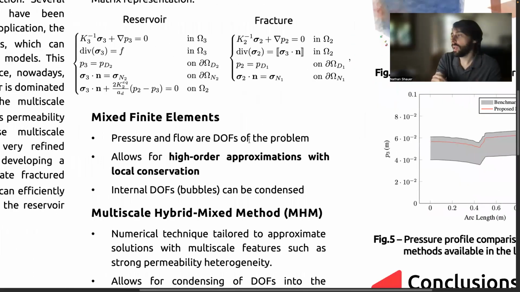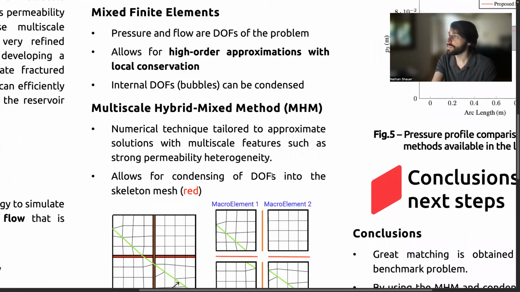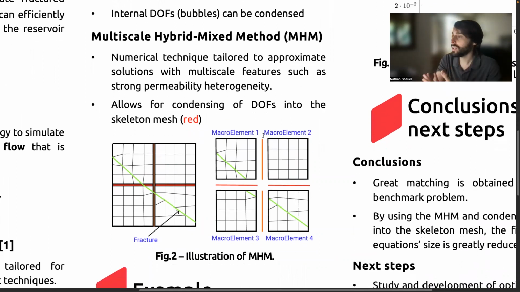We are using a mixed finite element methodology where both pressure and flow are degrees of freedom of the problem. This increases the size of the problem, but also allows for high order approximations with local conservation. And we can condense some of the internal degrees of freedom to decrease the size of the global problem. Together with that, we are adopting the multi-scale hybrid mixed method, the MHM, which is a numerical technique tailored to approximate solutions with multi-scale features, such as strong permeability heterogeneity. And this methodology also allows for condensing the degrees of freedom into a skeleton mesh.